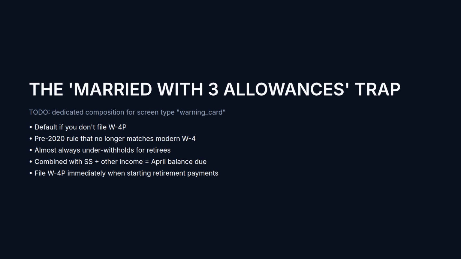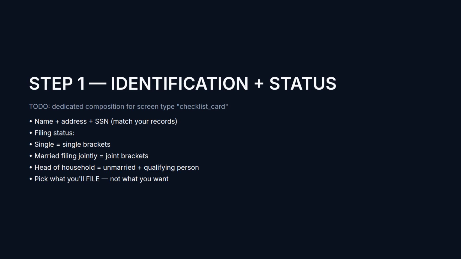Step 1 of W-4P is identification. Name, address, Social Security number, filing status. Married filing jointly uses the joint brackets. Single uses single brackets. Head of household applies only if you keep up a home for a qualifying person. Match what you'll file in April. Picking the wrong status throws off the withholding calculation by hundreds per month.